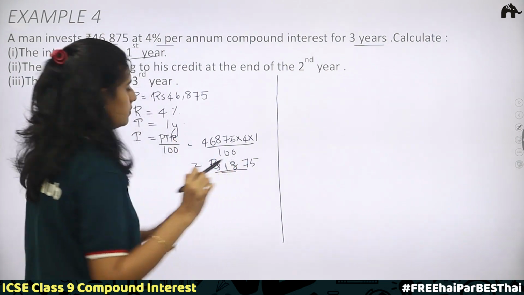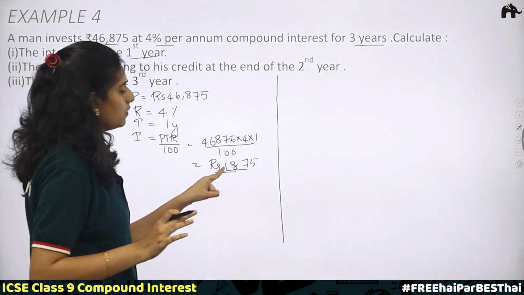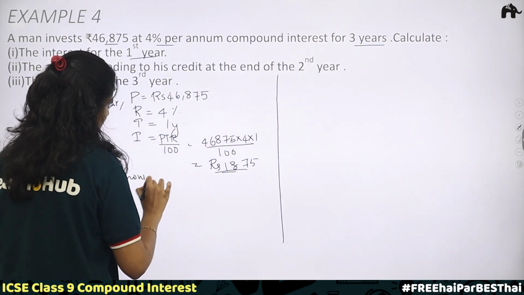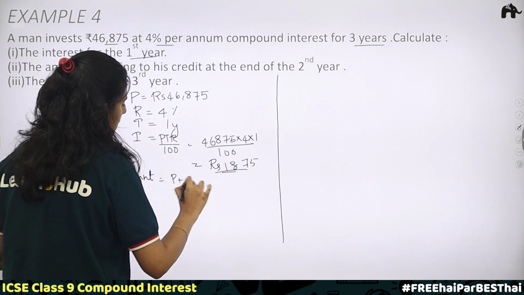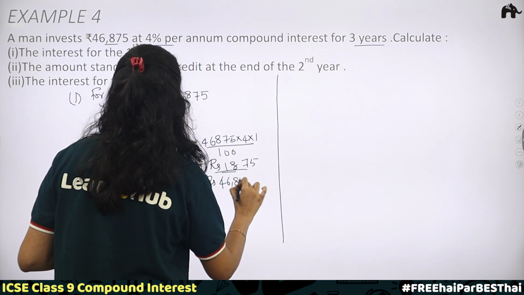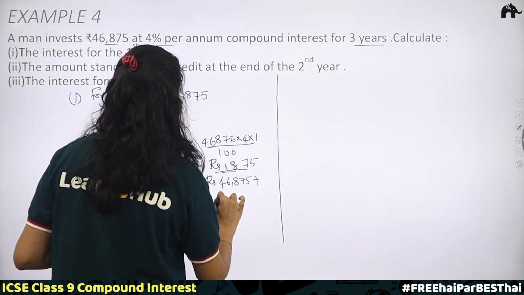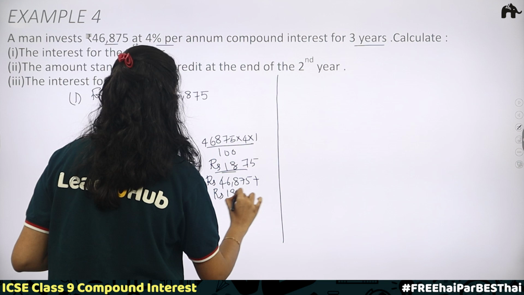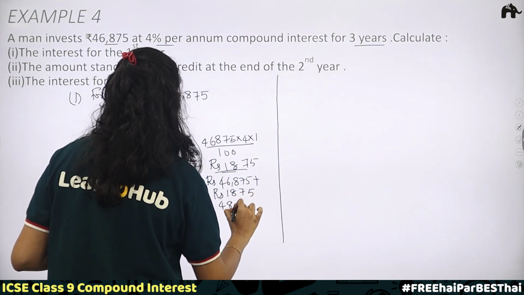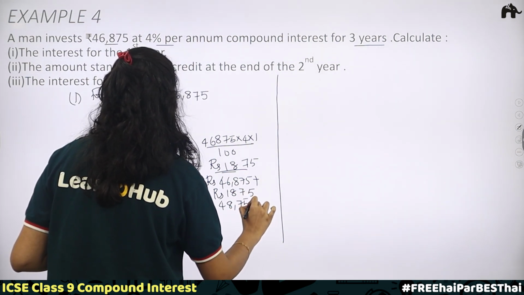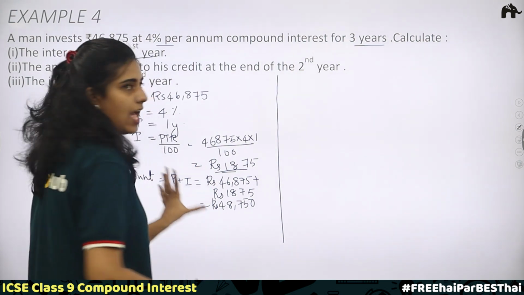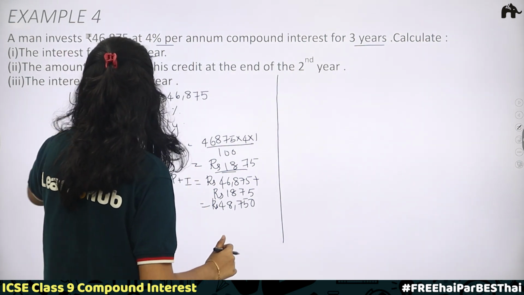Okay, so this is the first part of the question. We are getting interest to be equal to 1,875. Now we can find the amount. Amount is equal to principal plus interest. Here the principal is rupees 46,875 plus rupees 1,875. When you add, you will be getting 48,750. Okay, rupees 48,750 is the amount.